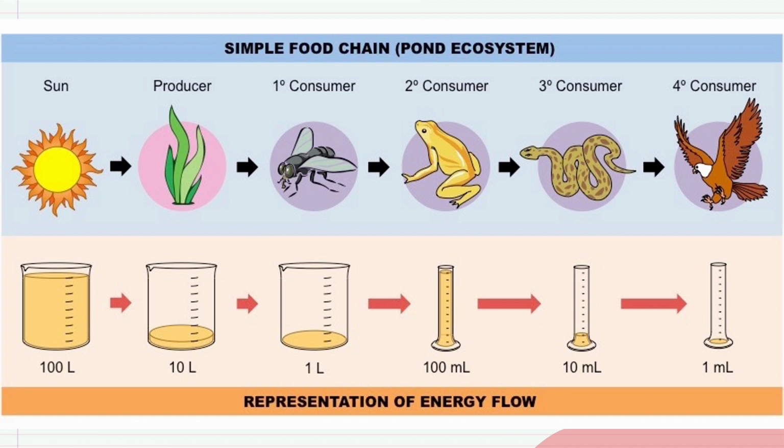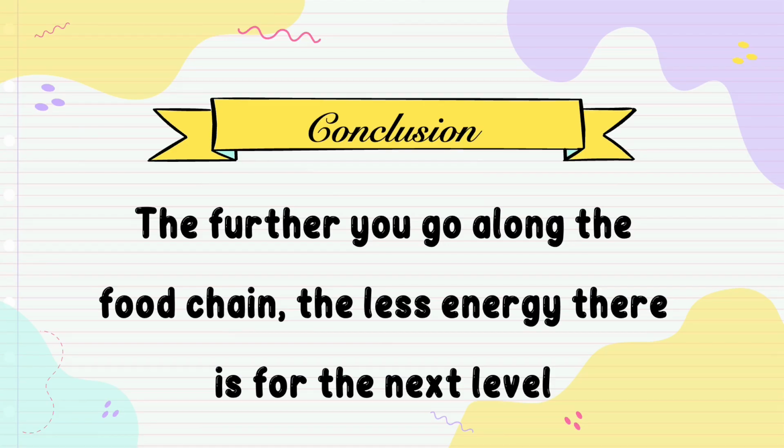Here, this is a food chain in a pond. For example, let's imagine that the energy is 100 liters. What happens is the plant uses only 10 liters, and from the plant the fly uses only 1 liter, and the frog uses 10% of the 1 liter, which is 100 ml, and from 100 ml, 10 ml, and then 1 ml. So see how it goes. So what did you get today? The further you go along the food chain, the less energy there is for the next level. So the more you go, the lesser the energy.